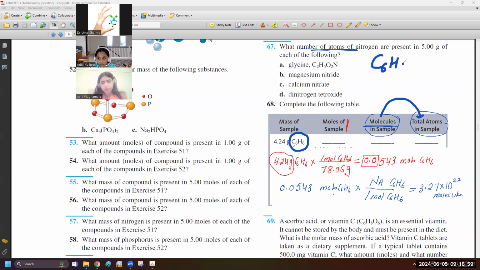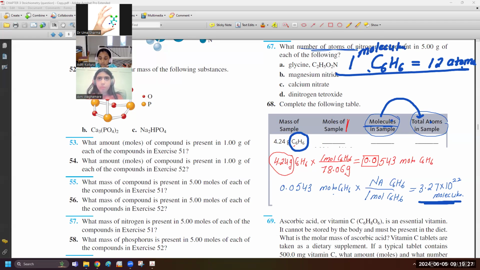Yes. Now, in one such molecule, molecule to atoms. Understand in simple language. In one such molecule, how many atoms are there? Count the atoms. 12. Yes, 12 atoms. Use this ratio. Now I'm going to use this ratio from molecules to atoms. One molecule has 12 atoms.